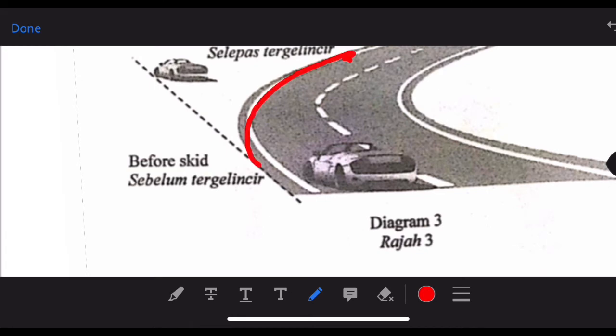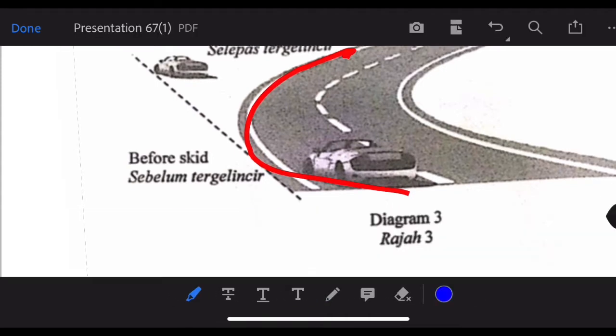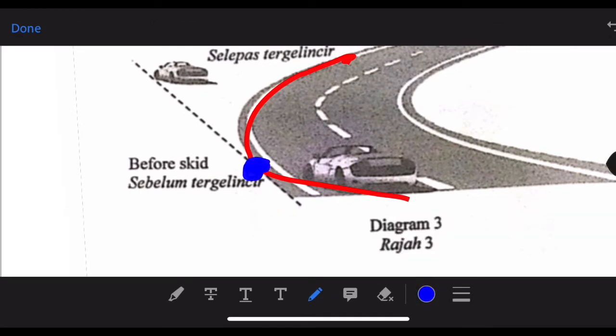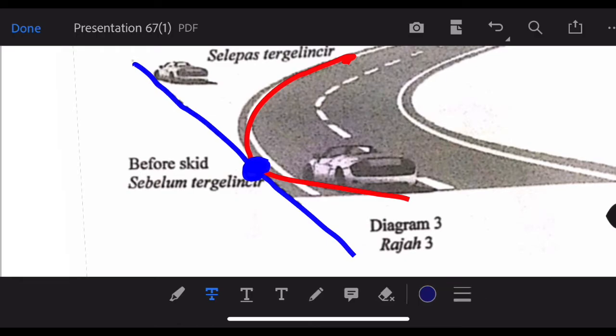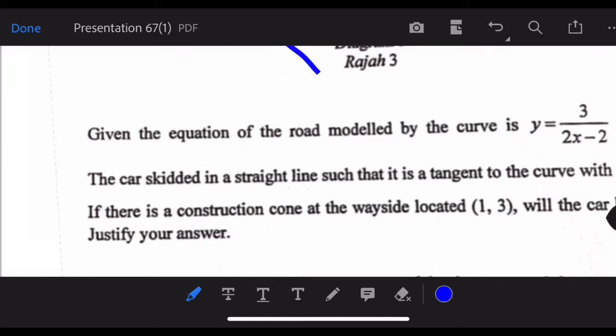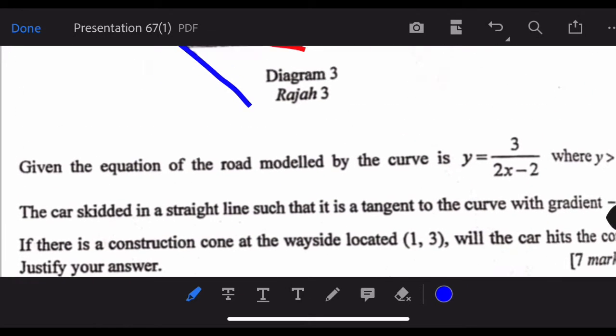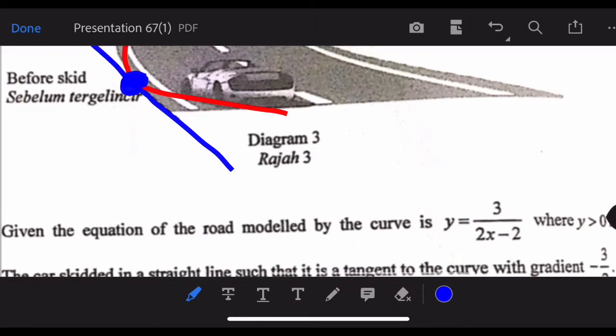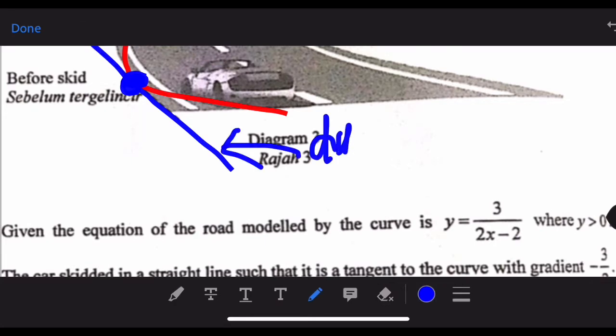When you see a curve, you will always use the concept of differentiation, right? So this is a straight line that passes through the point on the curve. Now when you see the curve and a straight line which is a tangent to the curve, the moment you see the tangent to the curve, you would think about dy/dx. Okay, so how to differentiate this one?